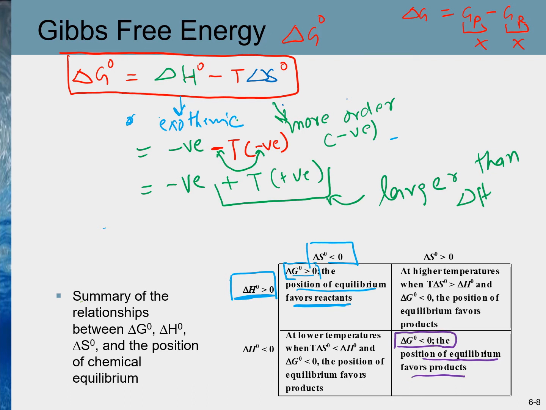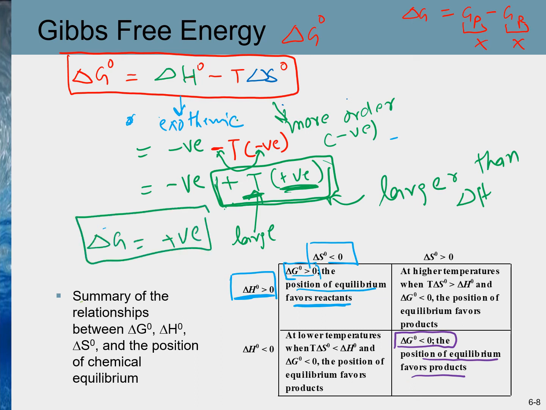Now, how can it be larger than delta H? If the T value is extremely large. If T is an extremely large number multiplied by some positive value, it will make this entire number large. Entire number large means it will be bigger than the delta H value. So hence the overall delta G will become positive. So it becomes unfavorable, right? That means that for reactions in which delta H is negative and delta S is also negative, it depends on temperature.